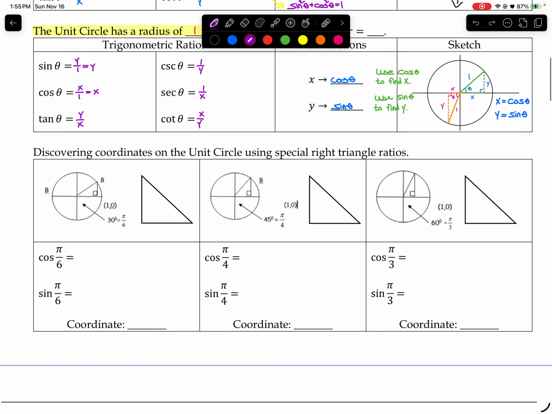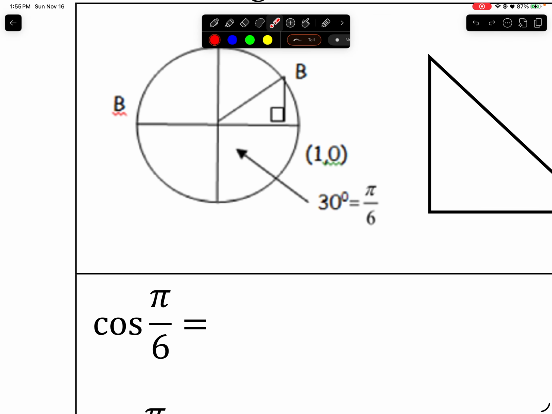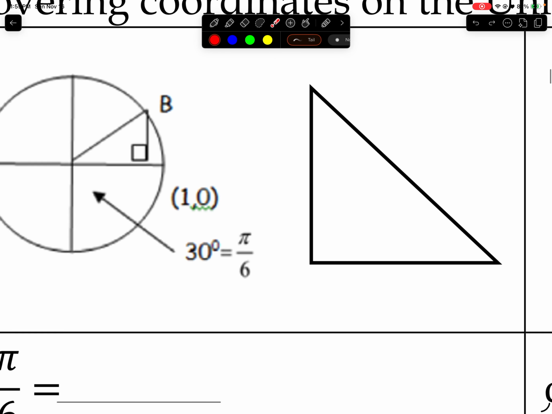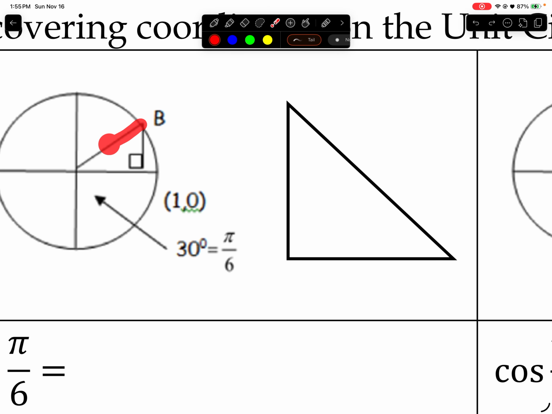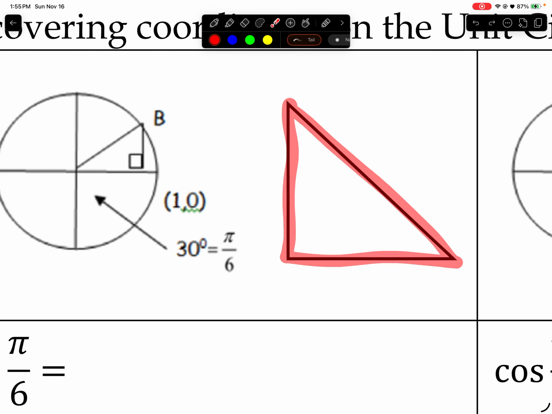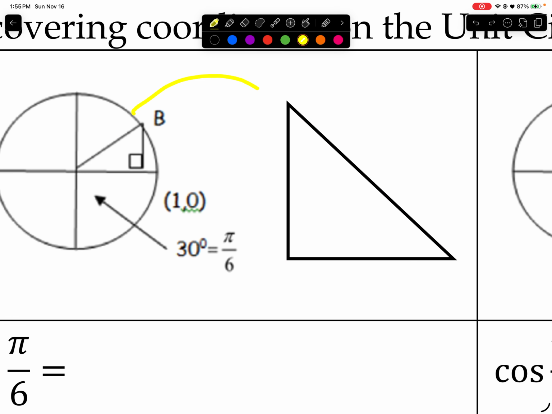So we're going to discover the coordinates of the unit circle using your special rights that we talked about earlier. The first angle value in your unit circle is going to be 30 degrees, or just pi over 6. Now what I did is I took the triangle that's formed by that 30-degree angle, and I am just going to move it over here. So I took this triangle, and we're just going to blow it up over here.